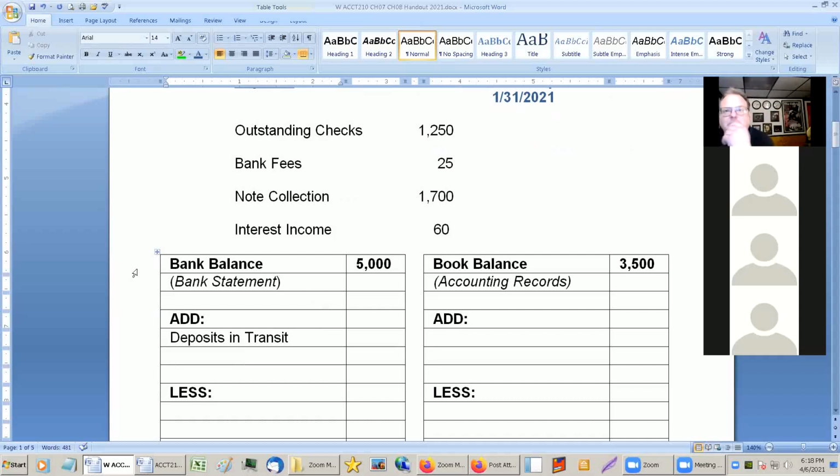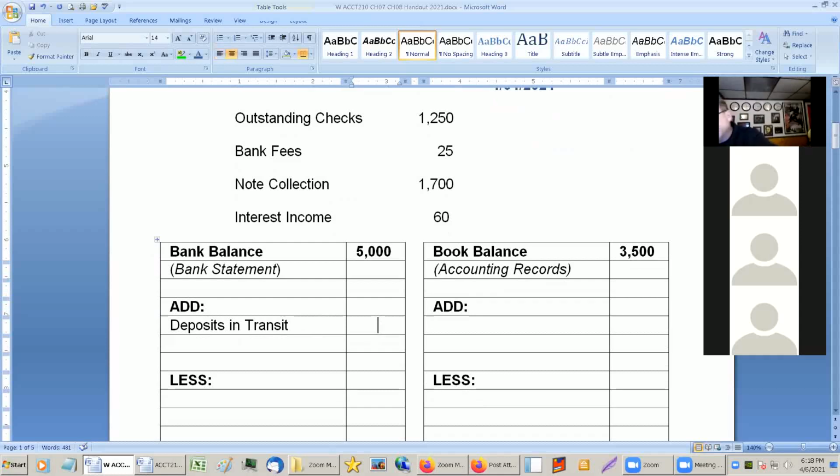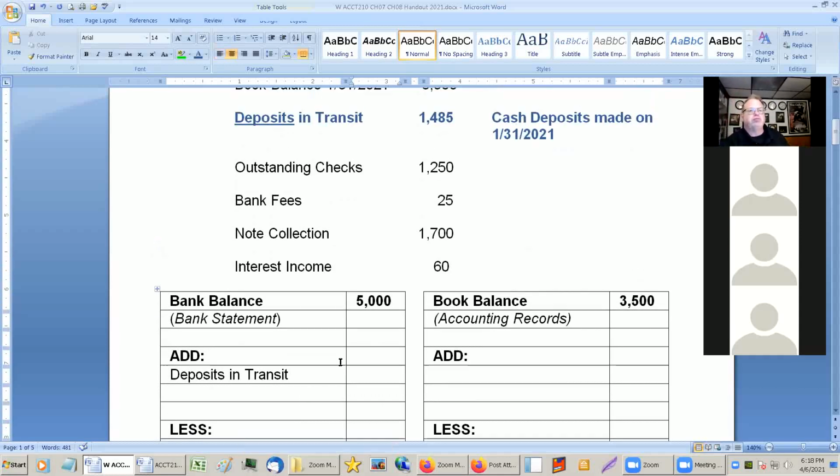Okay, and so that would be 1485. So we're going to add a deposit in transit, and deposit in transit will always get added in. And those are one of those common things that is almost every month. If you're in a business, unless you happen to be closed the last day of the month, if you're running a restaurant or your own business or something like that, you're going to have deposits in transit, especially if there's checks in there. So it takes a little more time.